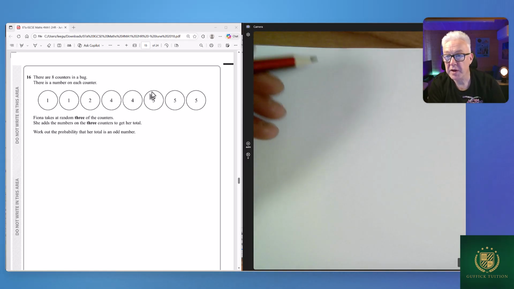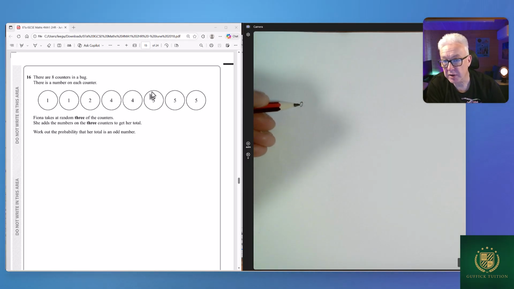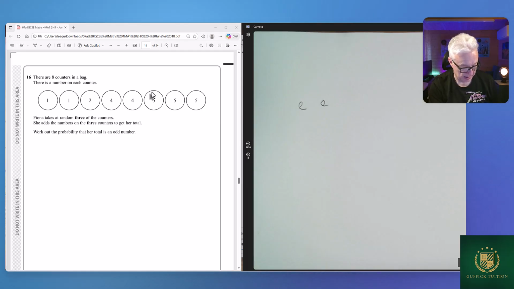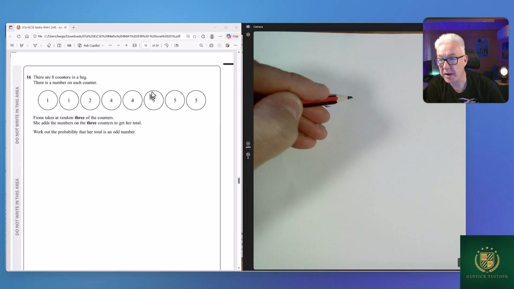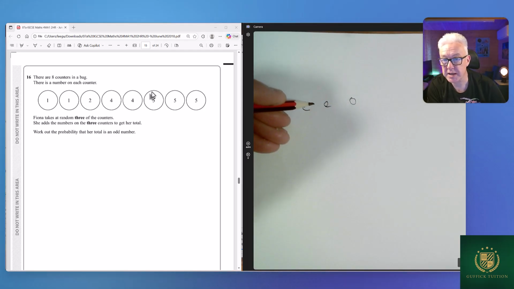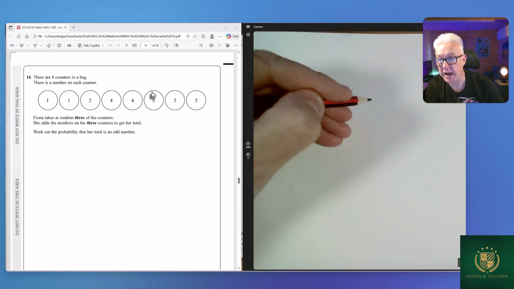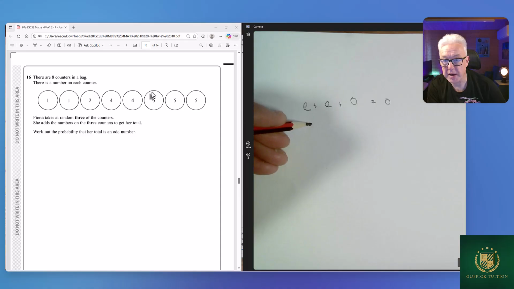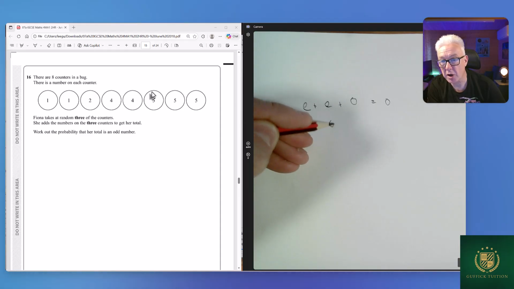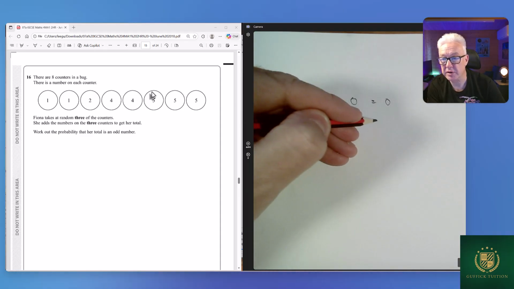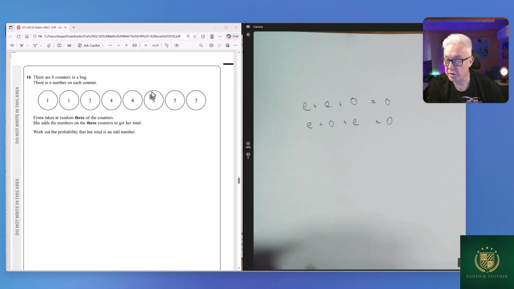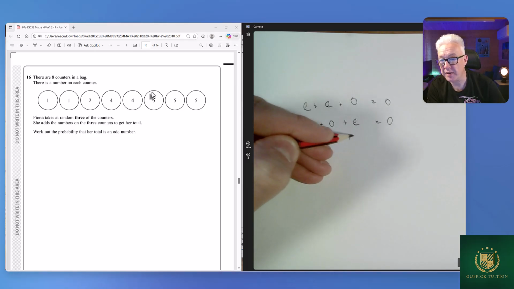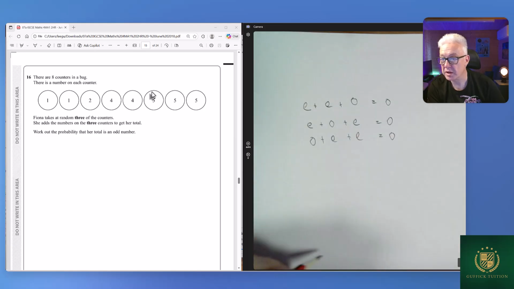Okay, Fiona could pick even for her first counter. She could pick even for her second counter, but then she would have to pick odd, because even add odd is odd. So that's one combination. Fiona could pick even, then an odd, and then an even. That would also give us odd. Fiona might pick an odd one first, but then an even, and then an even. That would also give us odd.